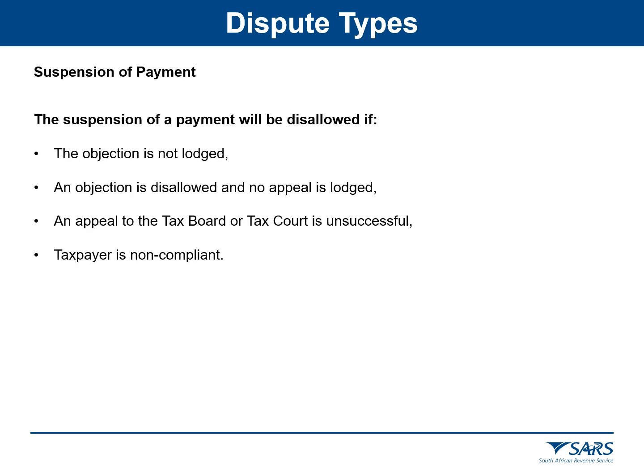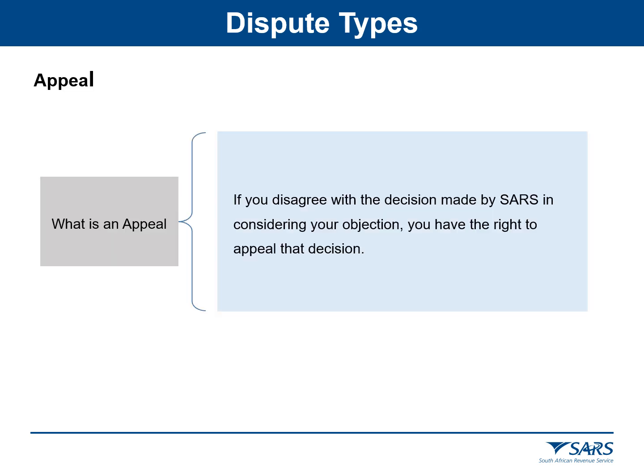Suspension of payment. The suspension of payment will be disallowed if the objection is not lodged, an objection is disallowed and no appeal is lodged, an appeal to the tax board or tax court is unsuccessful, or a taxpayer is non-compliant.